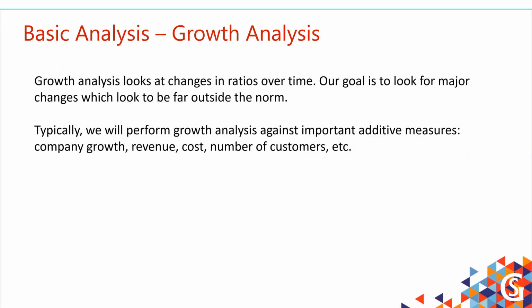So once I have that start, I could get into the next phase, growth analysis. This is looking at changes in ratios over time. Typically, you're going to do this against an additive measure like revenue or cost. You're looking at things that are fairly high level, and you want to see how things move over time. That time could be yearly, it could be monthly. You may try a few different routes. I like to start with annual because people tend to think in terms of years.